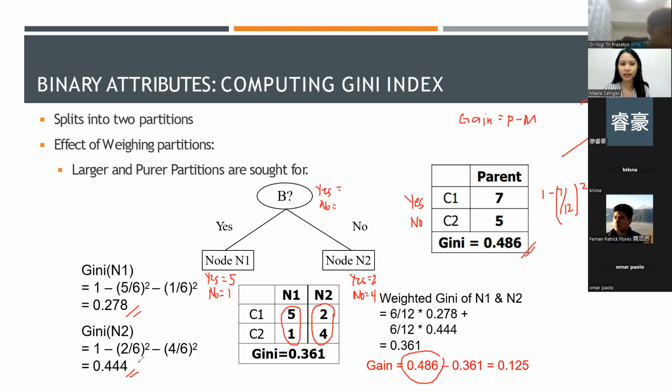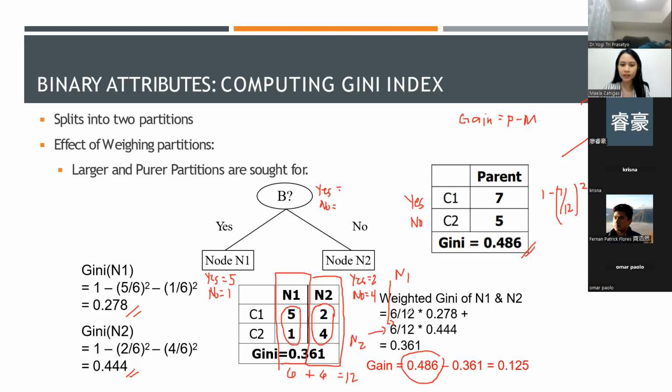So you have to calculate the weight of your Gini. How can we calculate the weight of the Gini? We just have to find the total value of this part. Its total is 6, and the total of N2 is also 6. So if we add them, we have 12. This one pertains to your N1, and this one pertains to N2.